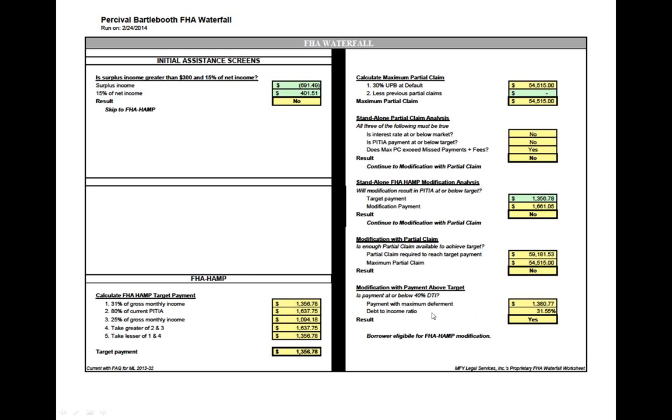So the payment that we need to support this amount of principal is not that far above our target, $1,380 versus $1,357. And this only creates a debt-to-income ratio of 31.55%, which is great. It's well under 40%. It's affordable. The borrower is eligible for an FHA HAMP modification.